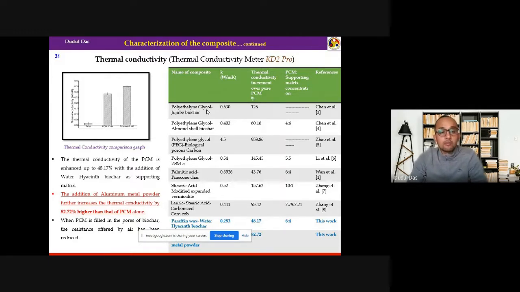We used aluminum metal powder, and we found that when we added aluminum metal powder into the PCM biocomposite mixture, we achieved around 87%, 82% improvement in the thermal conductivity. And these are some of the well-established experimental works, or some of the products related to PCM biocomposite, and this is our product. And we found that our results are comparable to these international standards.